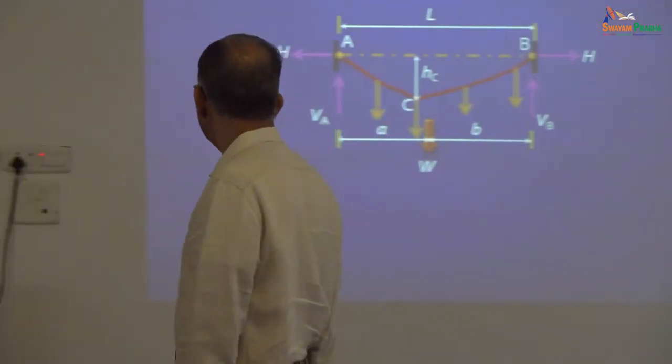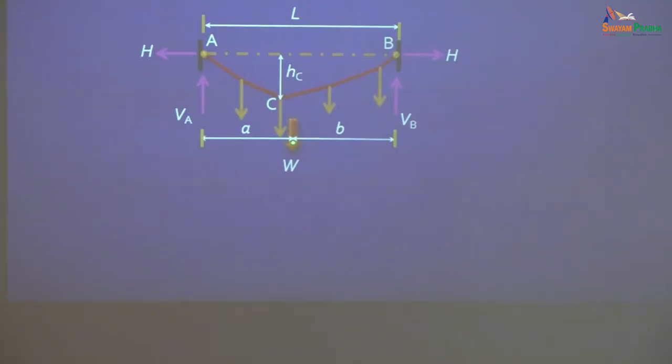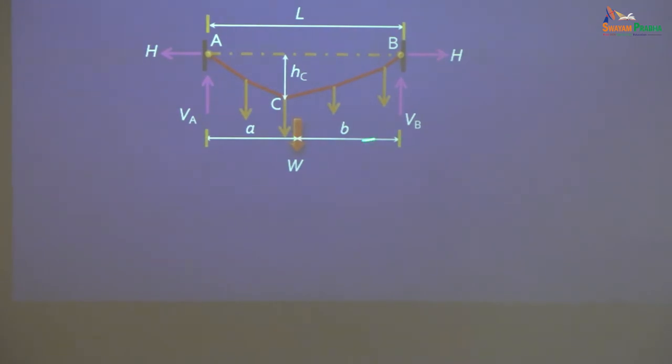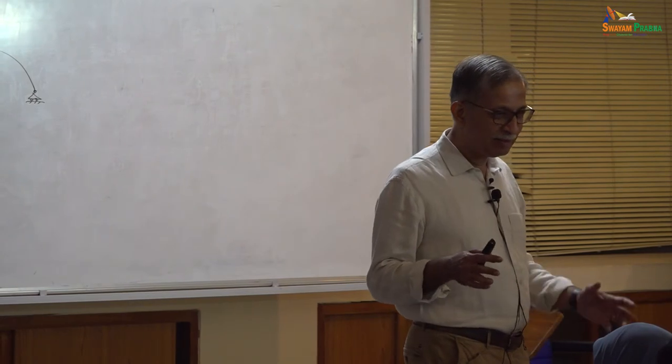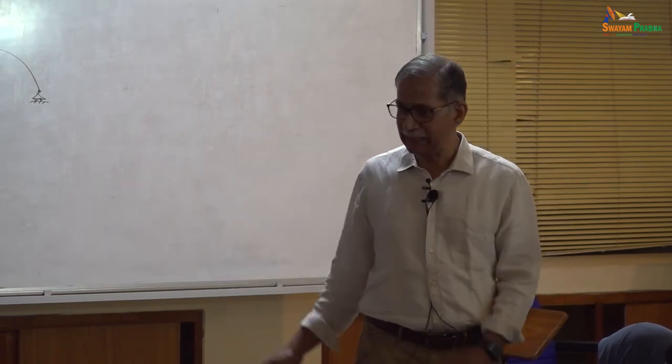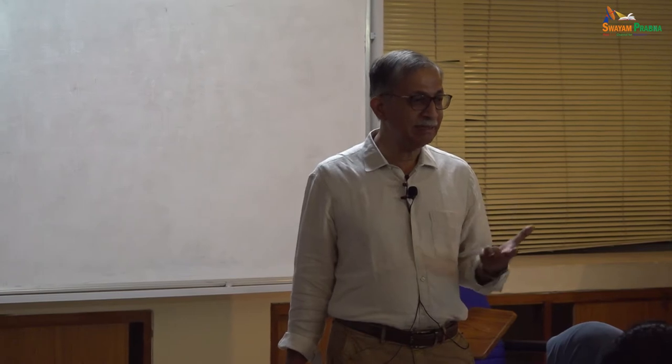Now let's try to analyze this. It's got many loads. Let's say the resultant load is W. You add up all these values, it will become W. And let's say the resultant load acts at a location a from the left end or b from the right end. The moment you have this description, VA and VB become, finish the sentence. VA and VB become? VA and VB are here shown as vertical components of the reaction at A and B. But the moment you know the value of W and a and b, the correct statement is VA and VB become statically determinate.